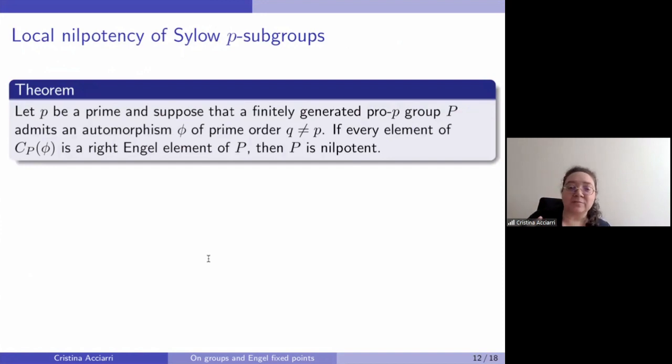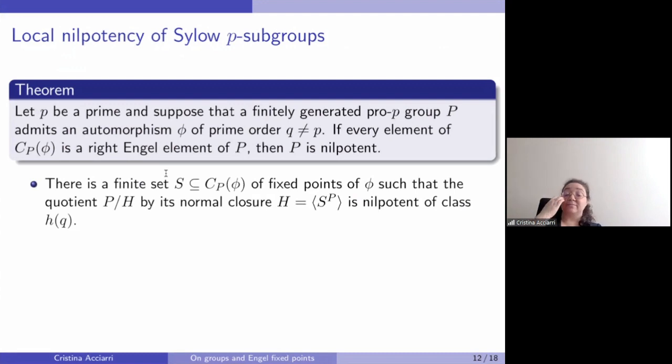So we are concentrating on a Sylow p-subgroup of our group G, and essentially we are going to prove this result. p is a prime, and suppose that a finitely generated pro-p group P admits an automorphism phi, again, sorry for this notation, but it's the same phi as before, of prime order q, different from p. Remember that it's a coprime action. If every element of this fixed point subgroup is a right Engel element of P, then P is nilpotent. It's essentially the same statement as the main theorem, but in the pro-p case.